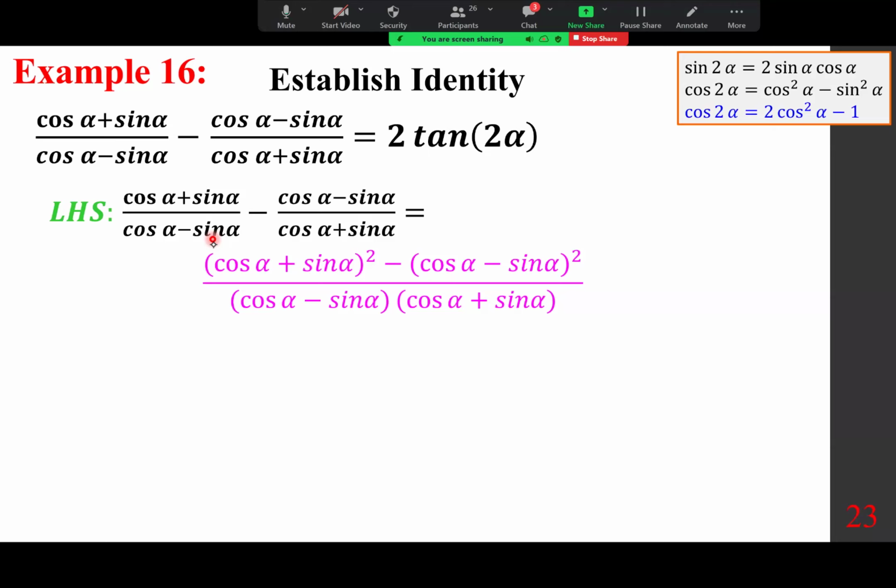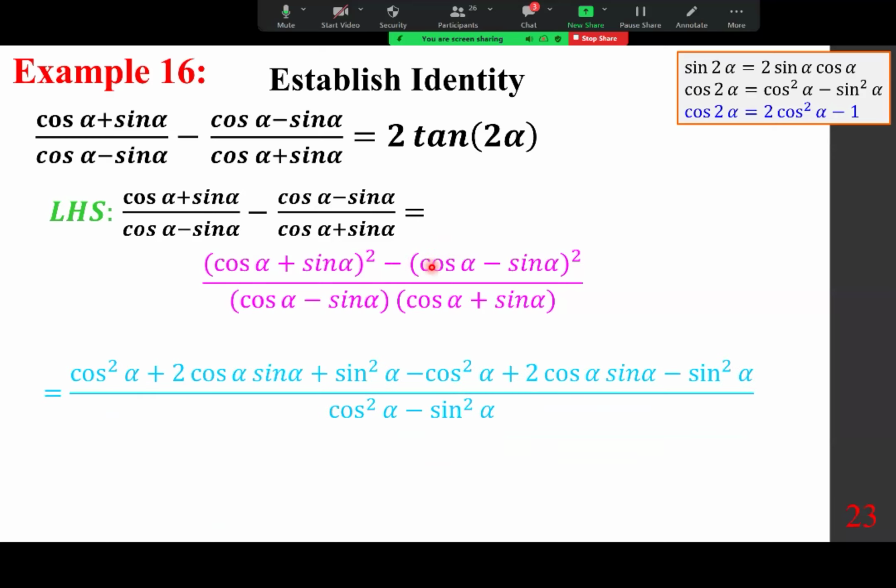Well, all you have to do, square this. First and foremost, the denominator is cosine squared minus sine squared. That's very simple. This one, cosine squared plus 2 cosine alpha sine alpha plus sine squared, minus, now this one is cosine squared minus 2 sine alpha cosine alpha and plus sine squared alpha. All of them take a negative sign. Please understand that cosine squared becomes minus cosine squared. Minus 2 sine alpha cosine alpha becomes plus, and plus sine squared becomes minus.